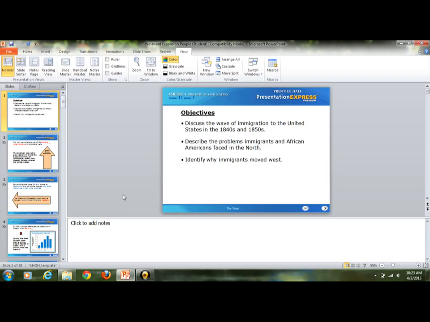So again, the PowerPoint focuses on westward expansion and people, and how immigrants, African Americans, Native Americans, women all played a part in westward expansion.